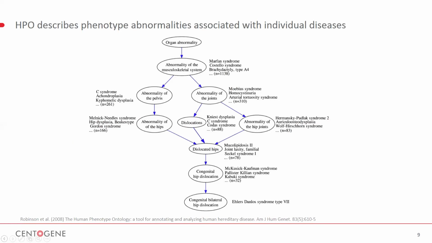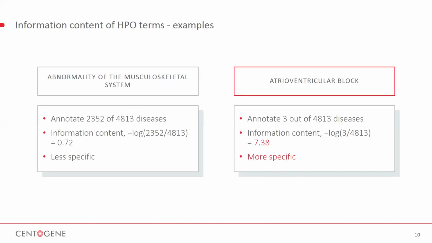We see that at the time of the study, there were 1,138 conditions associated with abnormality of the muscular system. As we move down this hierarchy, however, there are fewer and fewer diseases associated with any given term, such that as we move to abnormality of the hip, following the left side of the diagram, it's only 166, and further down to multiple hip dislocations, it's moving into 78, 32, and further.